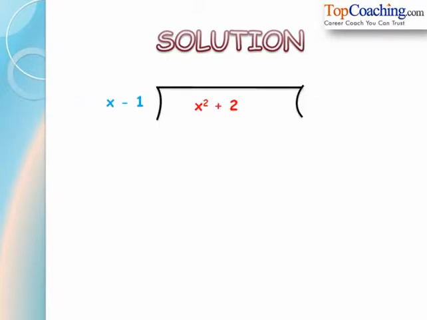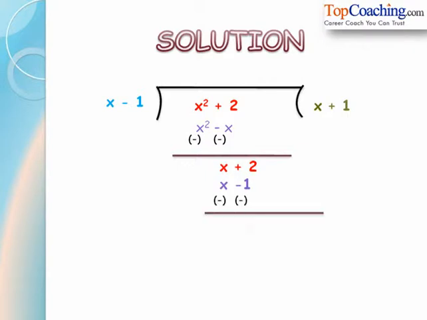We have to divide this polynomial by x minus 1. Now if we multiply this by x, we get x square, and thus this becomes x square minus x, and we subtract this polynomial from this polynomial. Therefore we get x plus 2. Now the dividend becomes x plus 2 and the divisor is x minus 1. So we multiply this by 1. So this becomes x plus 1, and here we get x minus 1. Again we subtract this polynomial from this polynomial. So we get 3.